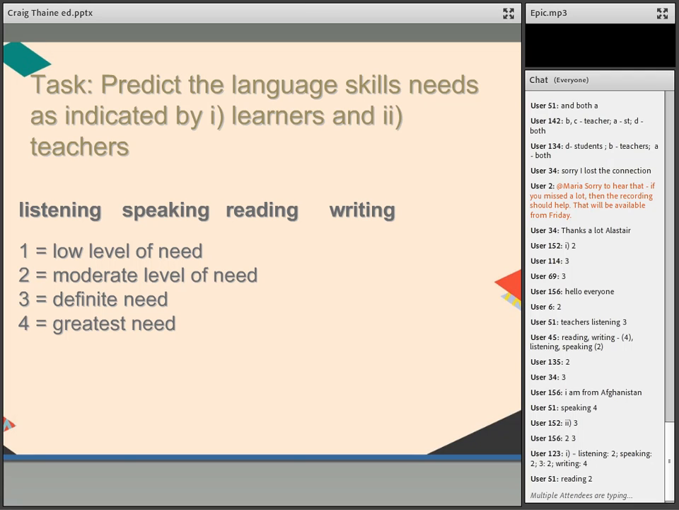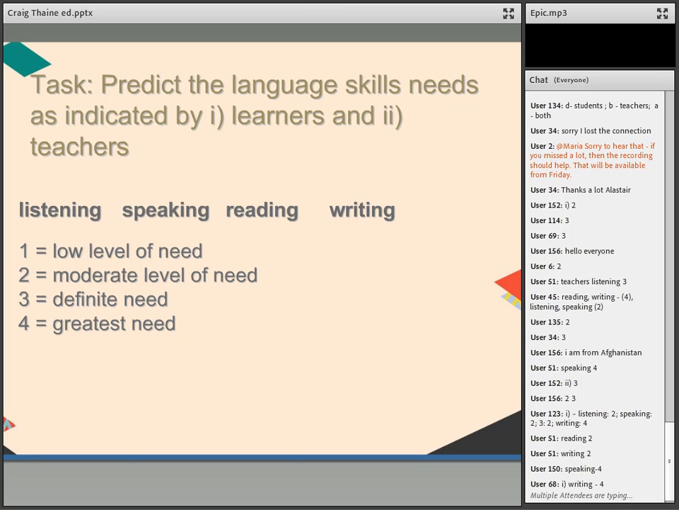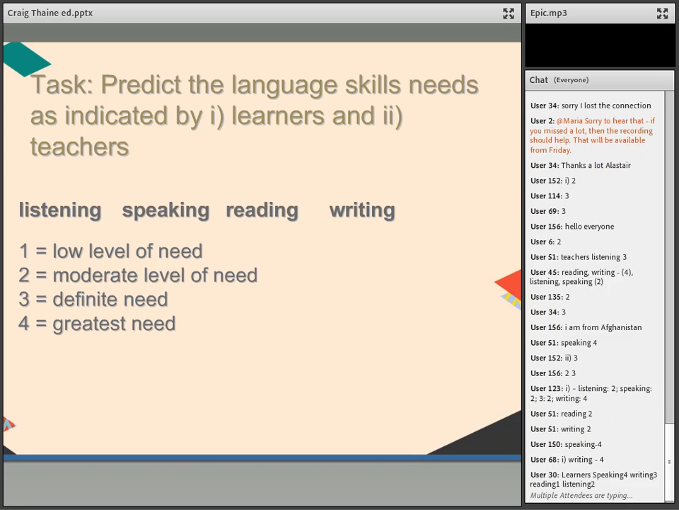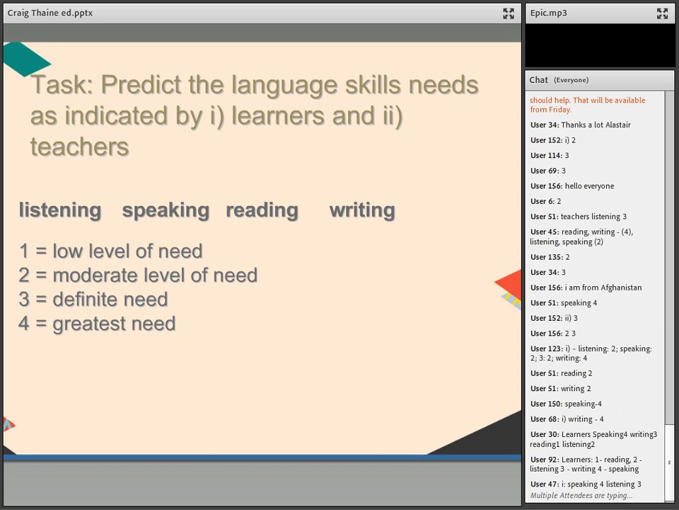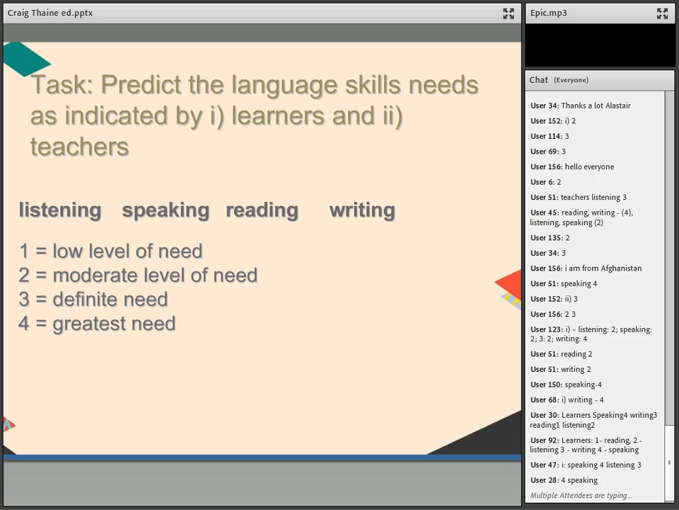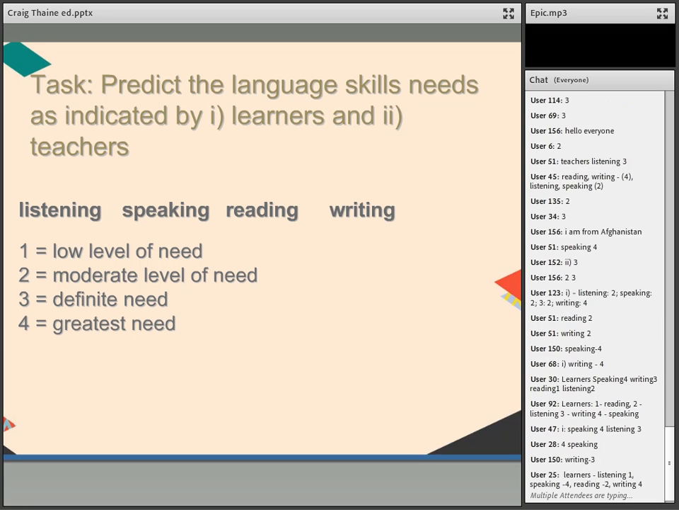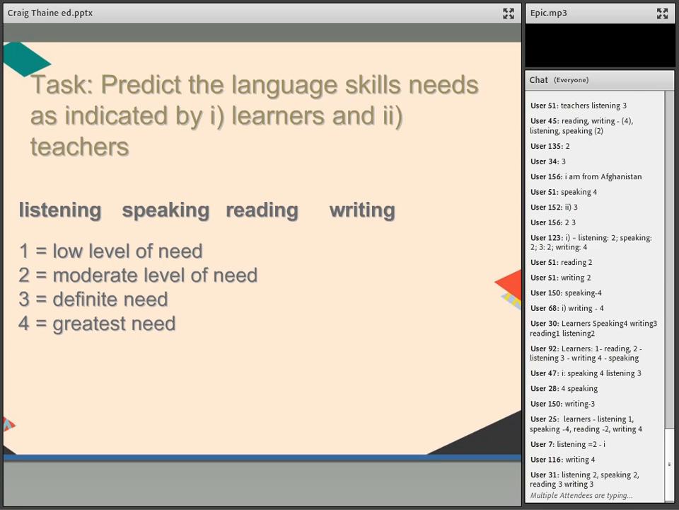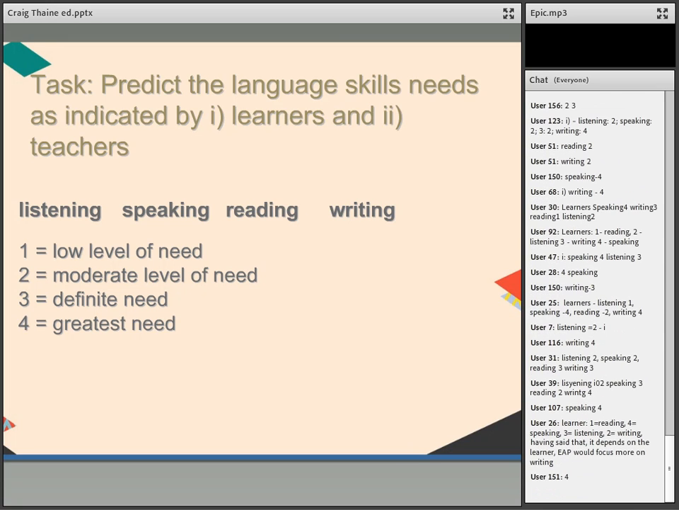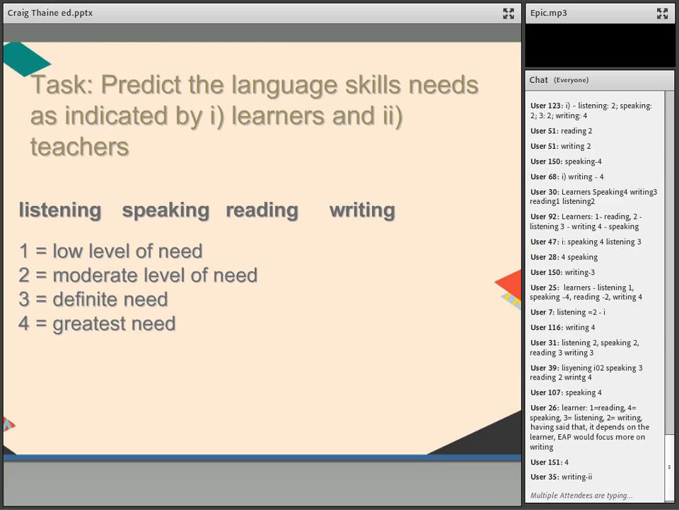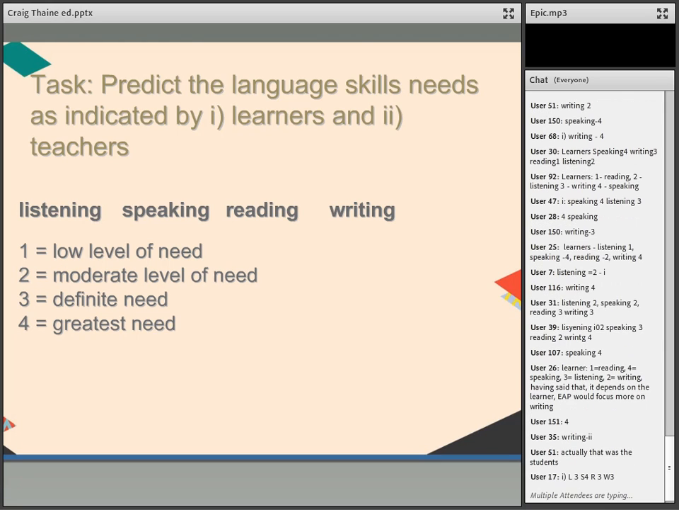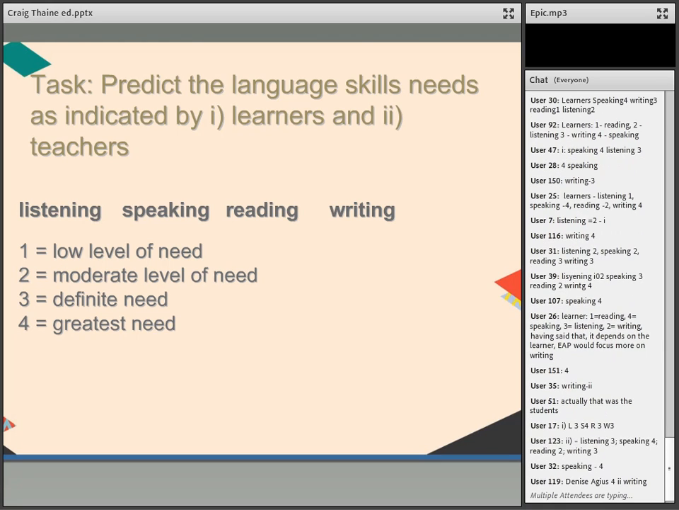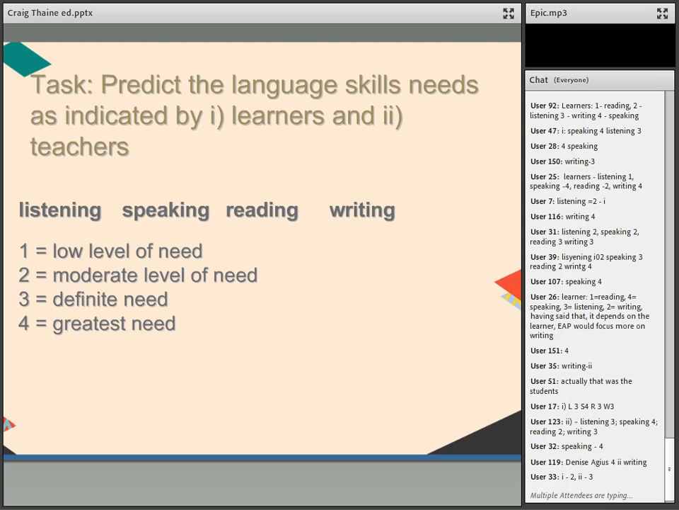Okay, some interesting answers coming through. And what's very interesting is that your answers are very, very different. And that's very much what I would have expected, that there's no real consensus. And as we'll see in a moment, there actually isn't consensus between what the learners felt and what the teachers felt.